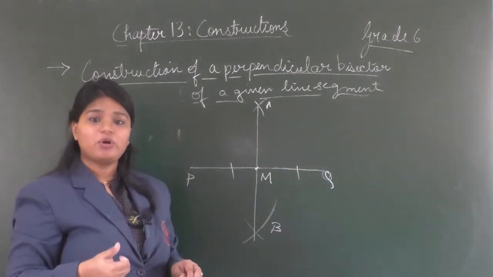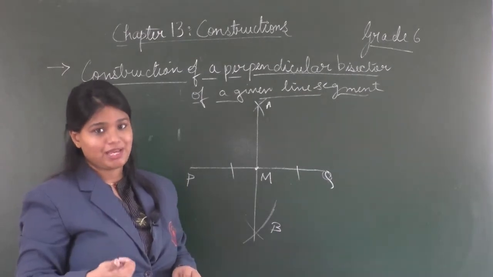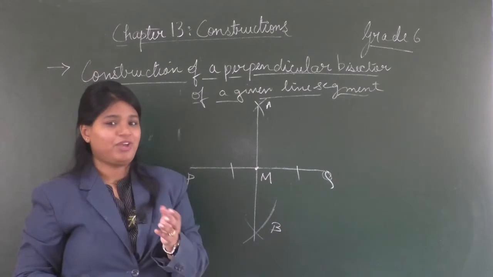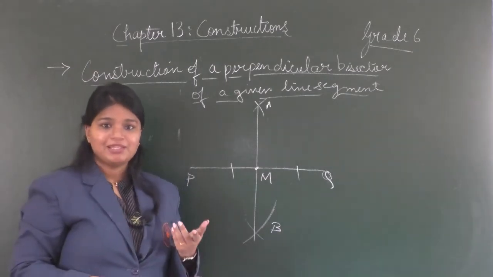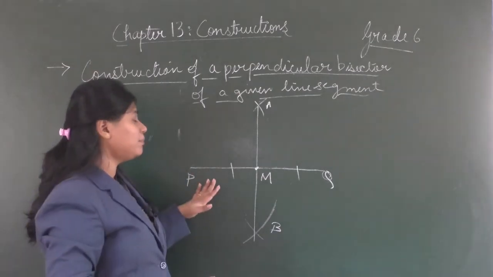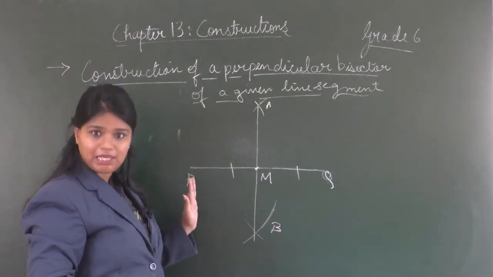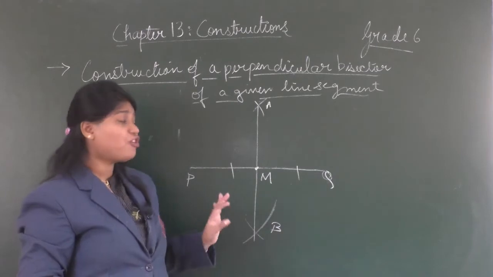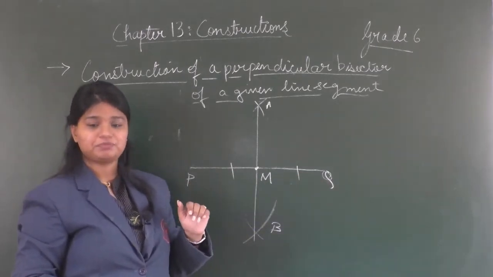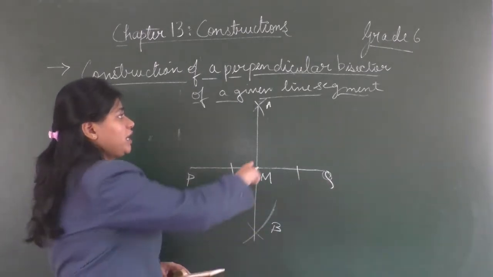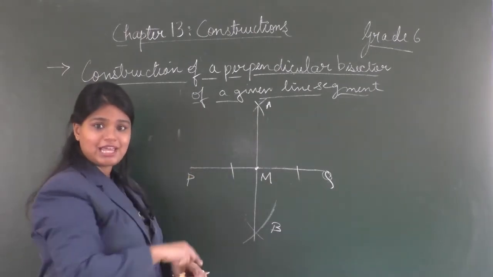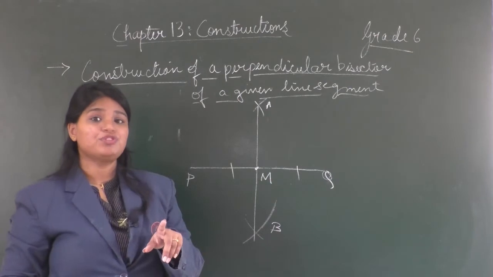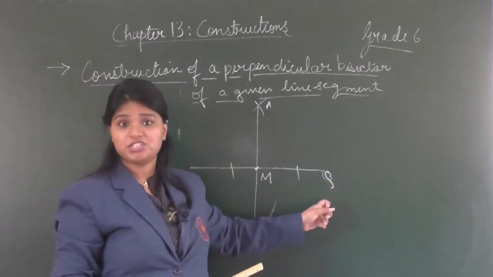So when we are constructing a perpendicular bisector, first you will construct a line segment of any length of your wish. Then you will take your compass, keep the needle of the compass on point P and open the compass with a radius more than half of the given line segment. Then you will draw an arc above the line segment and one arc below the line segment. You will follow the same procedure when you place the needle on point Q.